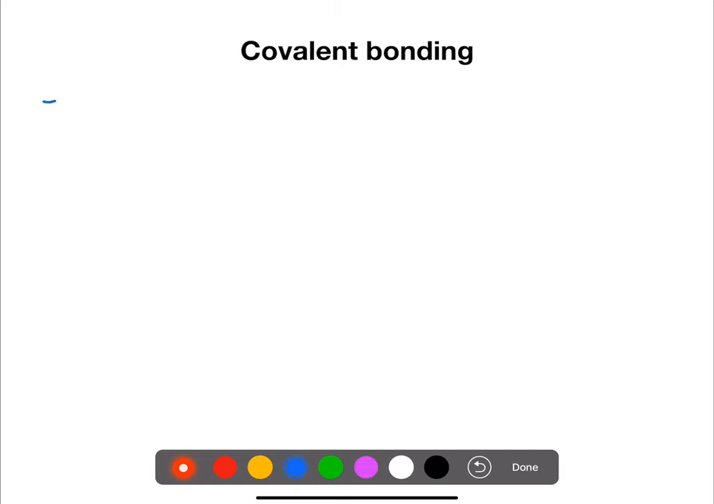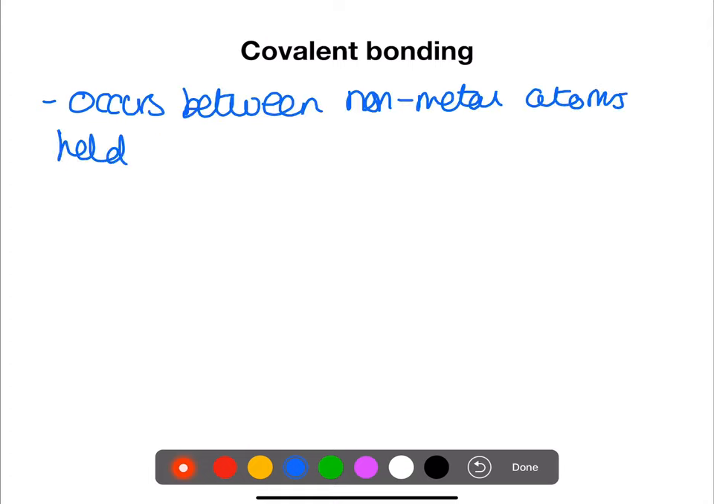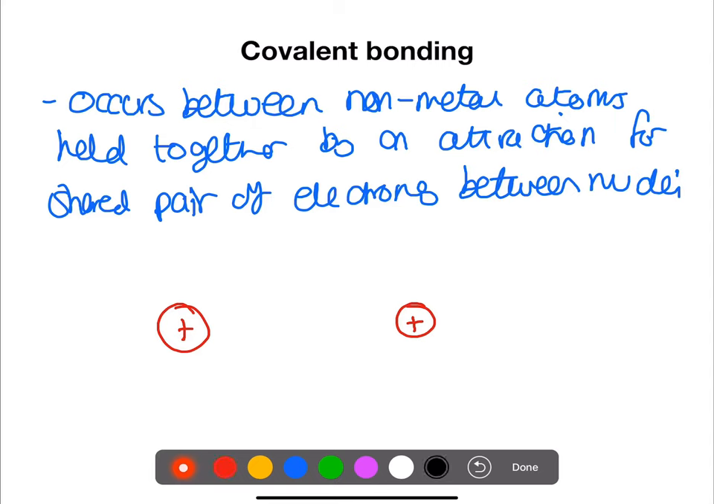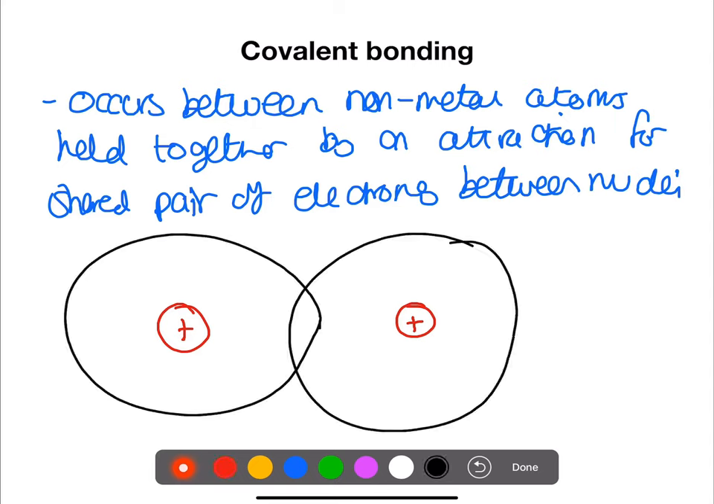Covalent bonding. Let's define this first. This occurs between non-metal atoms, where they're held together by an attraction for the shared pair of electrons between their nuclei. So if we represent the nuclei as these red positive circles, we then have two electron shells which overlap. And within the overlap region, we have electrons. Each nuclei is attracted to the electrons within the shared region. The nuclei cannot come too close together because they would then repel, and they cannot move too far apart because then they wouldn't be able to feel the attraction for the electrons.